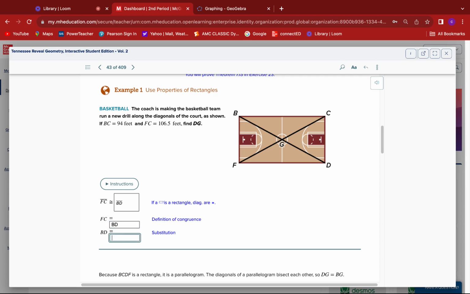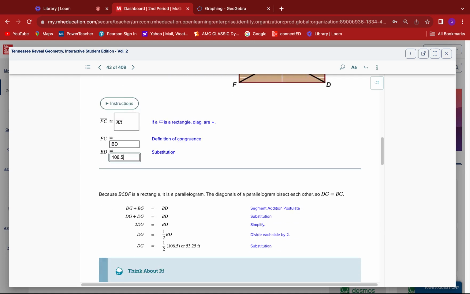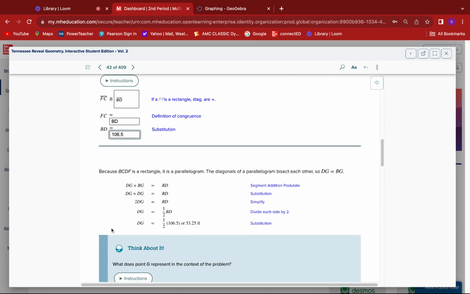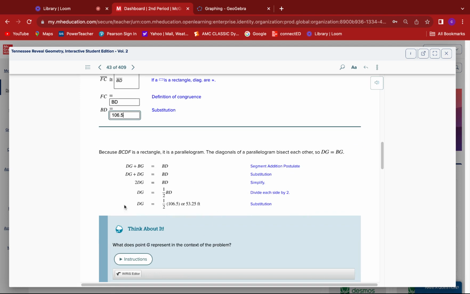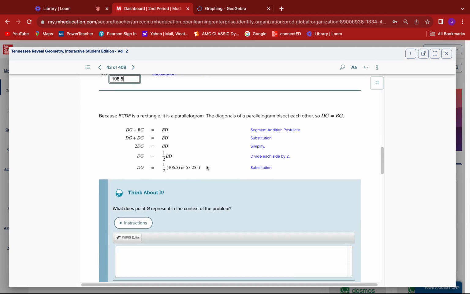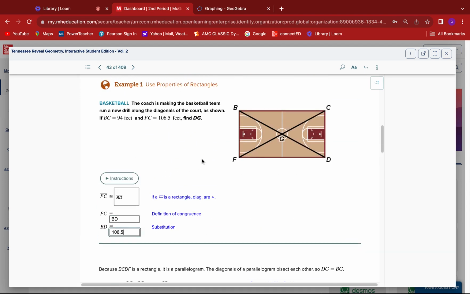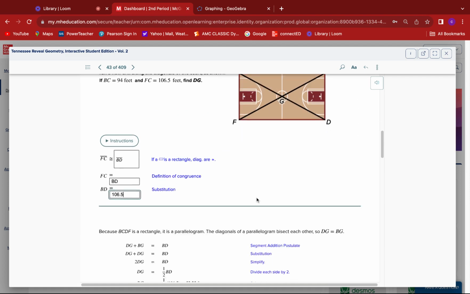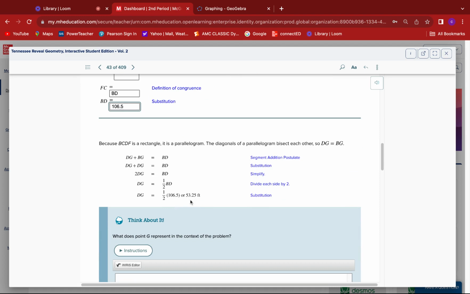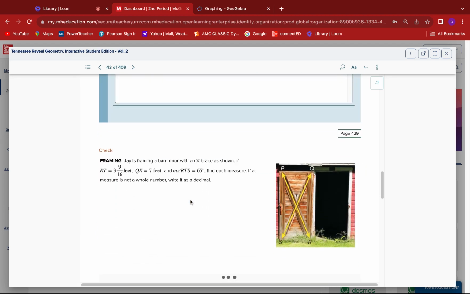So let's see, BD will be 106.5. And they want us to divide that by 2. They just go the long way around explaining it. So half of 106.5 is 53.25. So what you just found actually is BG, CG, DG, and FG. They are all 53.25.